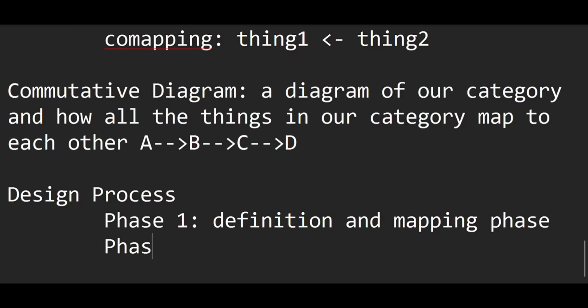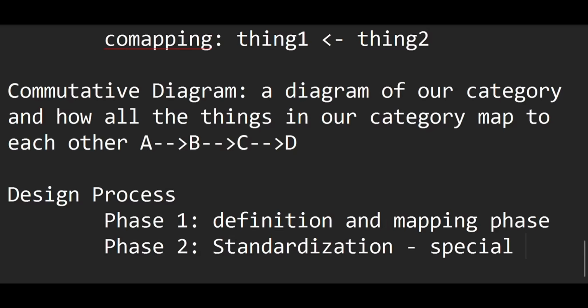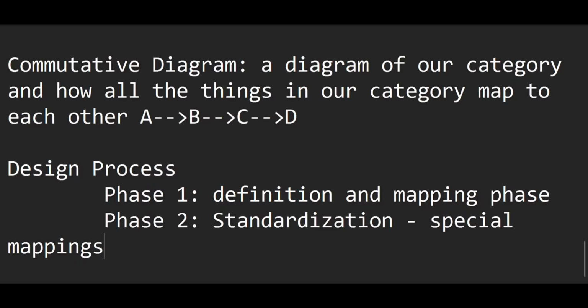In phase 2, we then go to what I like to call standardization, which is whatever special mappings that we do, we rename them to whatever special subtypes they're supposed to represent. As we go through this course, there's going to be special types of functions and morphisms, special types of categories, special types of objects. And it would be a lot better to condense them into what they specifically represent.